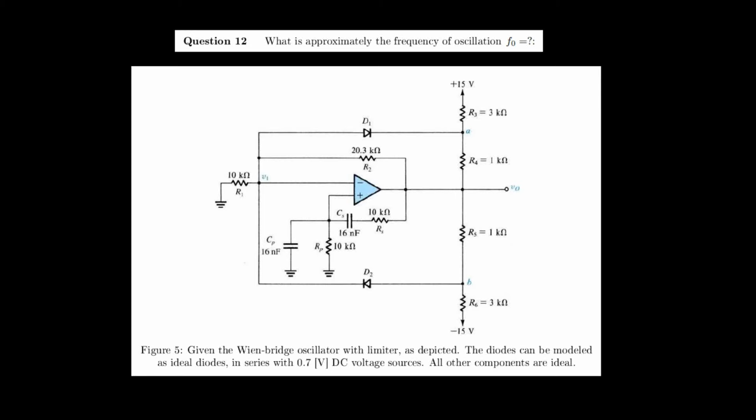This video will discuss question 12. What is approximately the frequency of oscillation f0? To solve this question, we should first have a look at the open loop transfer function, and for that we need both A and beta.